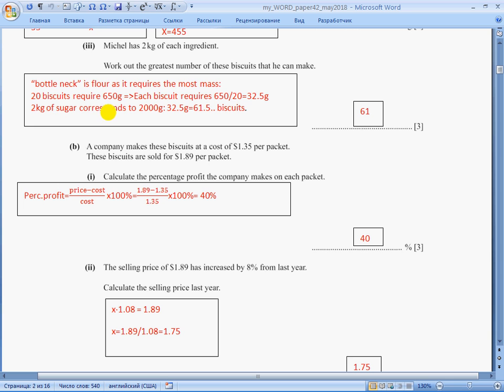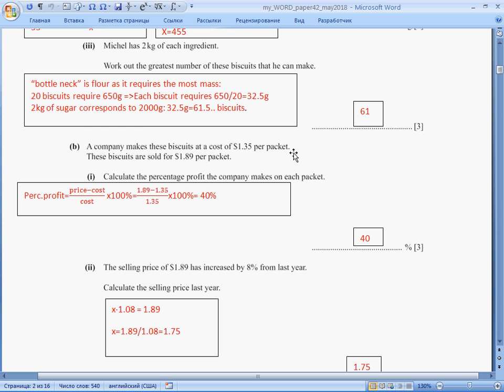So 20 biscuits require 260 grams, so each biscuit will require 20 times less, so we need for each biscuit 32.5 grams. 2 kilograms of flour corresponds to 2000 grams. We divide by 32.5 for each biscuit, we get 61.5 biscuits. We don't make half biscuits, so answer will be 61.